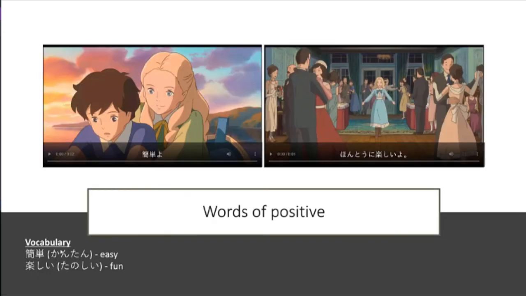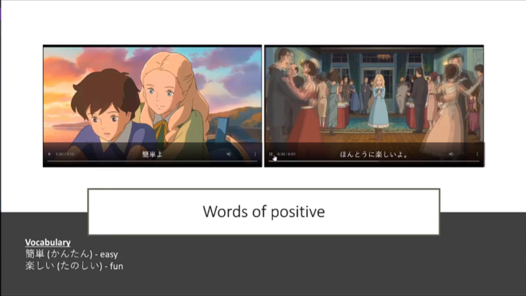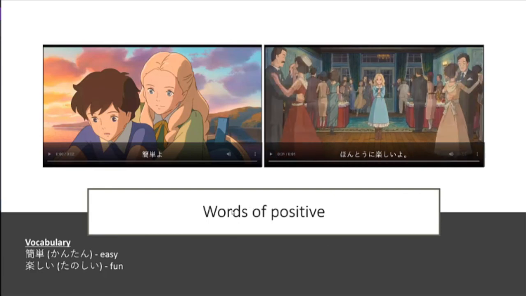Which is 簡単, which is easy, and 本当に楽しいの。本当に楽しい, which is very fun. 本当, so you say 本当 quite a lot. 本当 means very, 楽しい, which is fun. You can see at the end of these sentences, you can say 簡単です, to say it's easy if you're being polite. Oh, これは簡単ですよ. So this is quite easy. Or you can say 簡単よ or 簡単だよ to say it's easy.